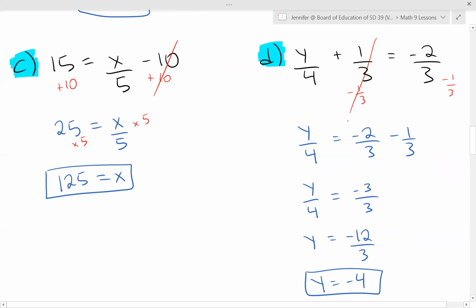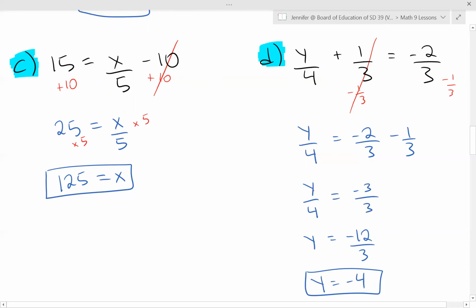So these two cancel out. On the other side, we've got some fractions that we have to subtract. Thankfully, they already have a common denominator, so it's kind of easy to just combine them together. But if they didn't have a common denominator, you would have to find one. So -2 minus 1 is -3, so the fraction gets simplified to this.